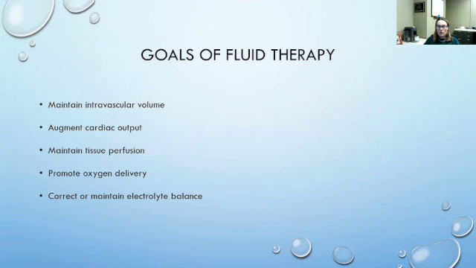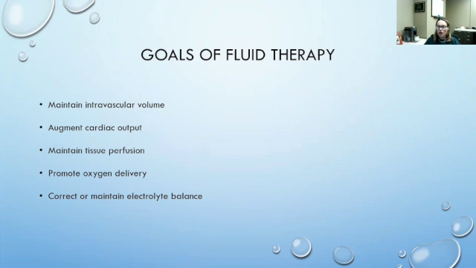So let's start with the goals of fluid therapy. Why do we give people fluids? Well, we want to maintain their intravascular volume, right? Especially if they're coming for a surgery, we know that they're going to have swings in their intravascular volume, and IV fluid is a way to help maintain that.